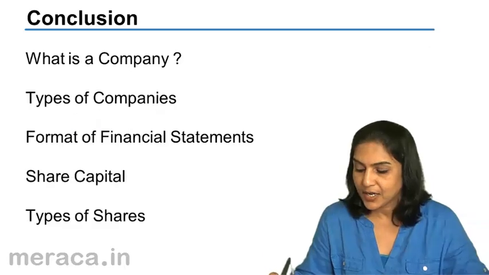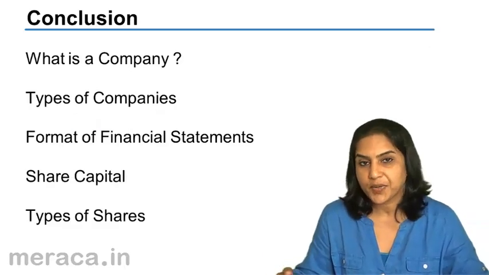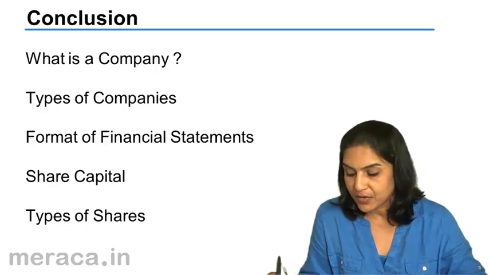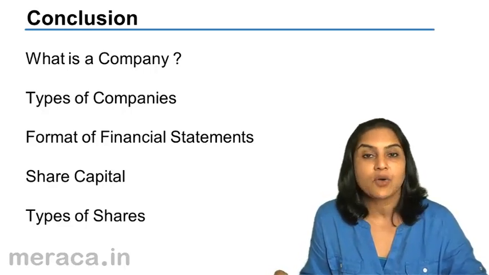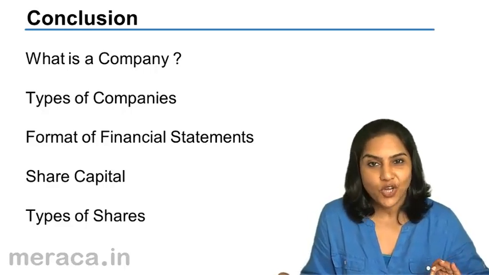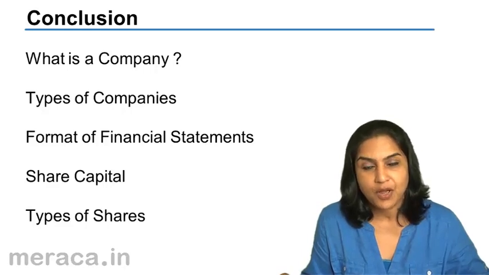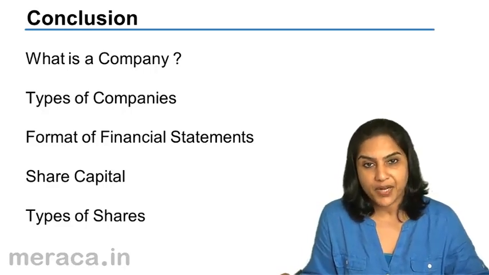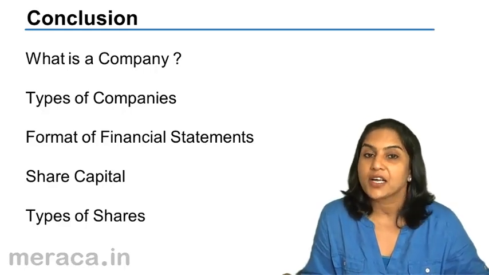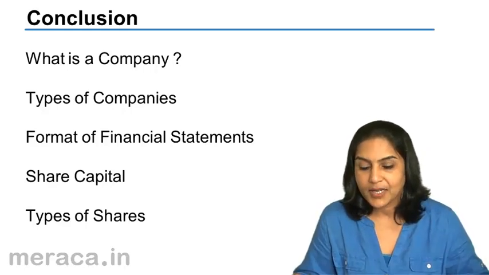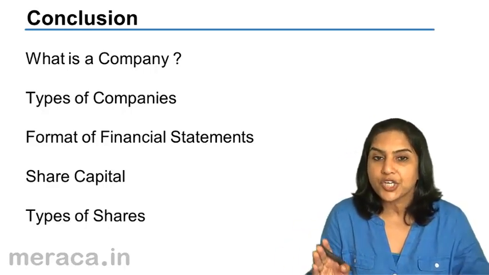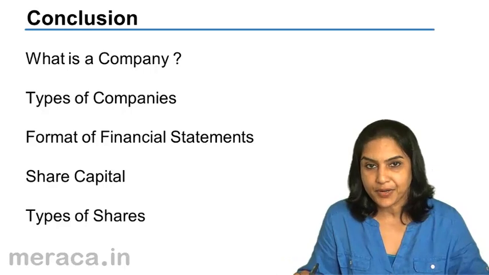Let us quickly summarize all that we covered in this section, Introduction to Company Accounts. We first defined what is a company. A company is a voluntary association of persons which is incorporated. It has perpetual succession with its own name and a common seal. A company is also a form of business structure wherein the ownership and management is separate.